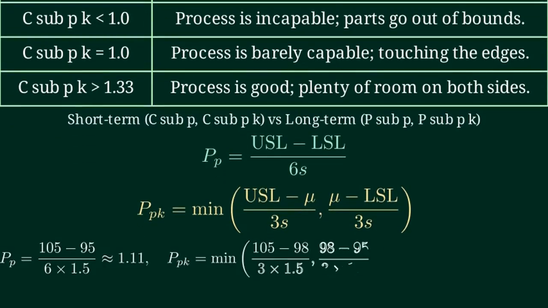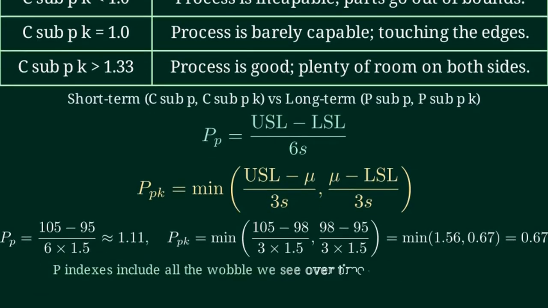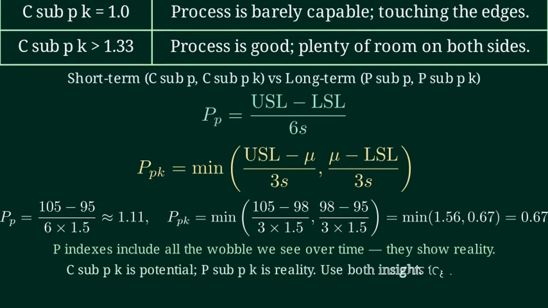With a total S of 1.5 millimeters and an average of 98 millimeters, we get P sub P around 1.11 and P sub Pk around 0.67, showing the real process is drifting. If C sub Pk is much higher than P sub Pk, it tells us the machine can do better, but something is drifting or changing across shifts. In that case, we focus on stabilizing the process rather than buying a new machine.